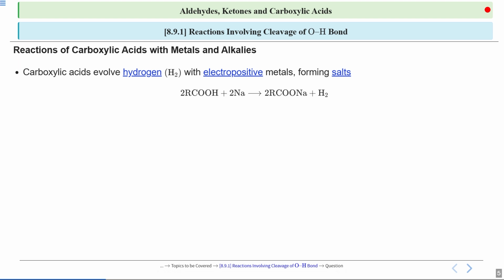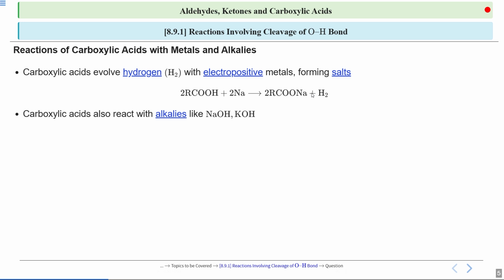So if we look at this chemical equation, this is showing the reaction of carboxylic acid with sodium metal. If you see the reactants, there are 2 molecules of carboxylic acid and 2 sodium atoms, which produce 2 molecules of salt, which is sodium carboxylate, and hydrogen gas. So this is a typical acid-metal reaction.